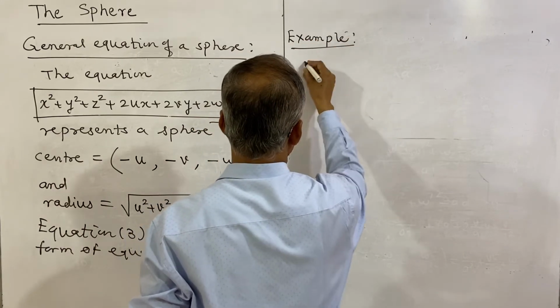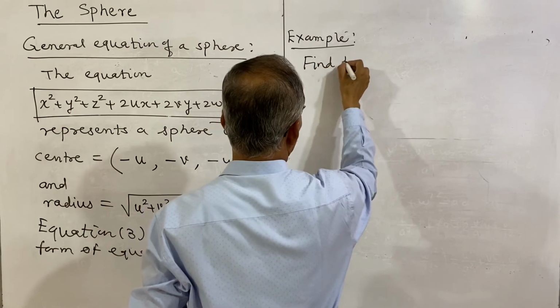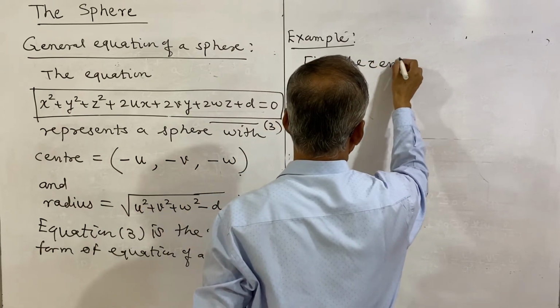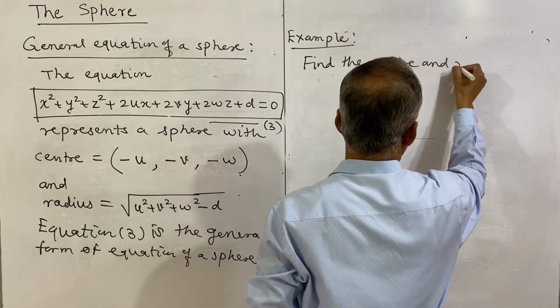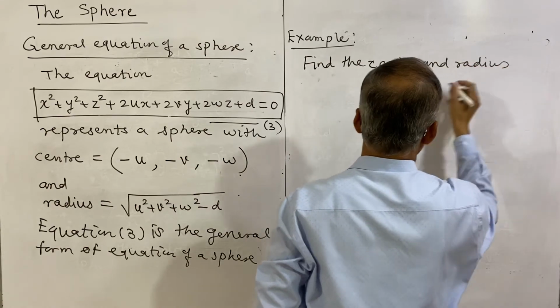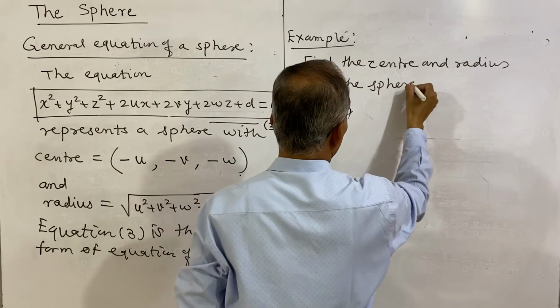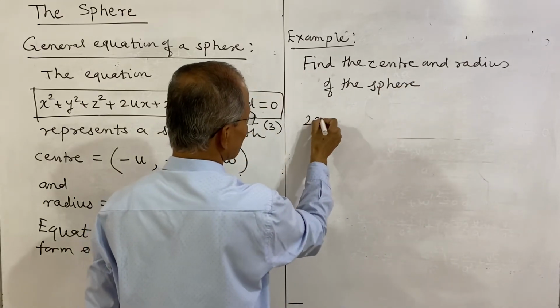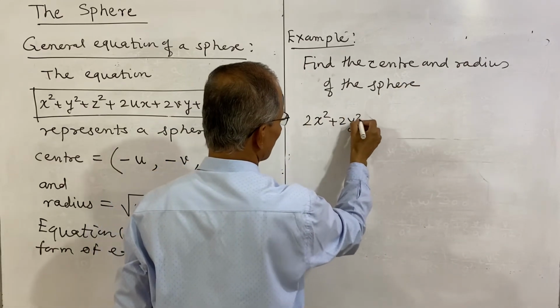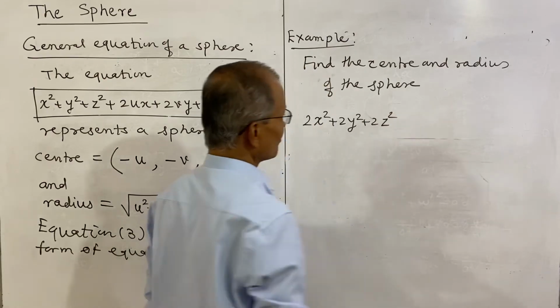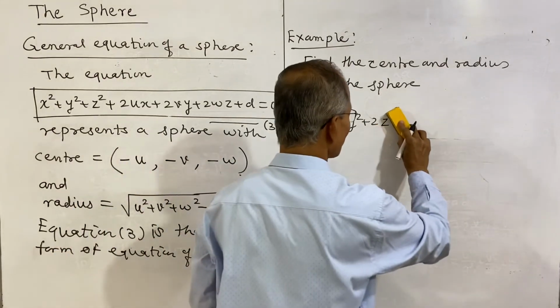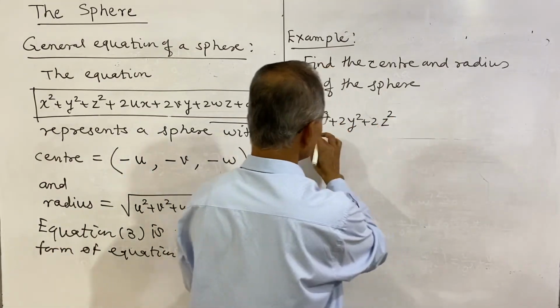Find the center and radius of the sphere. I shall write the equation of the sphere as 2x square plus 2y square plus 2z square. Coefficients of x square, y square, z square must be equal, and that I have considered as 2.